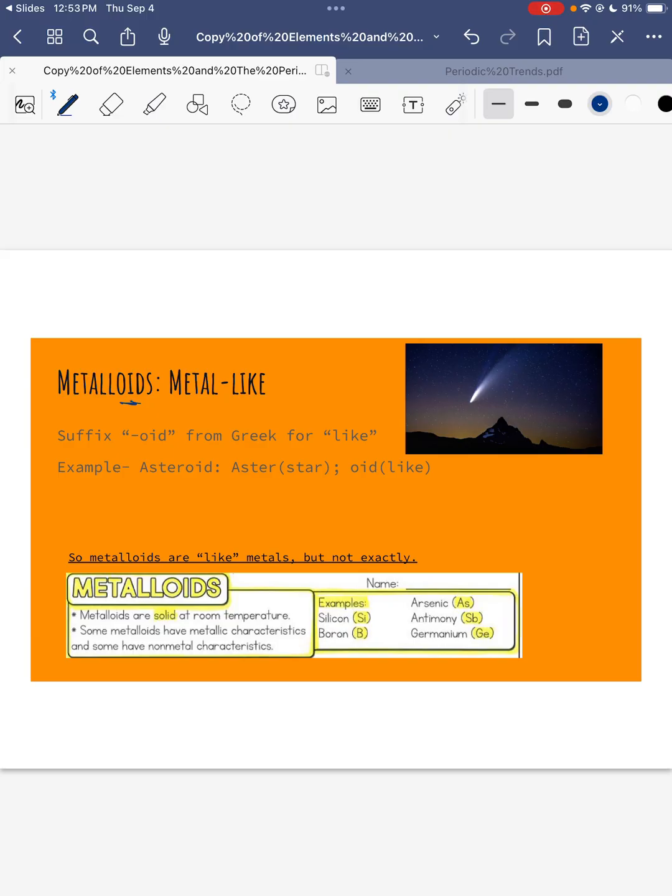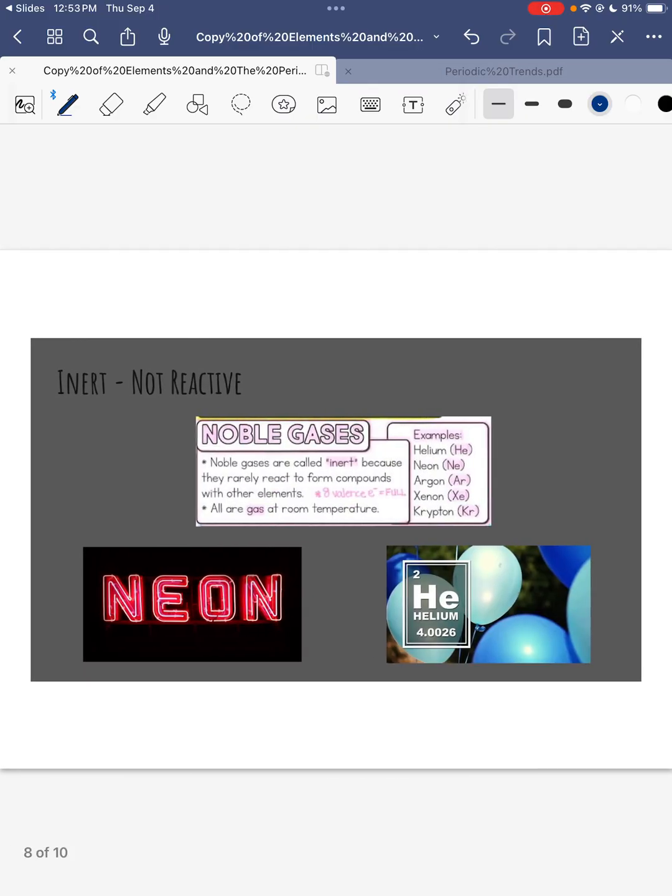From these categories, we break them down further into families, which are kind of specialized categories within them. And the most famous family is the noble gases. The noble gases are famous because they are our inert chemicals, which is a word. This word inert means non-reactive.